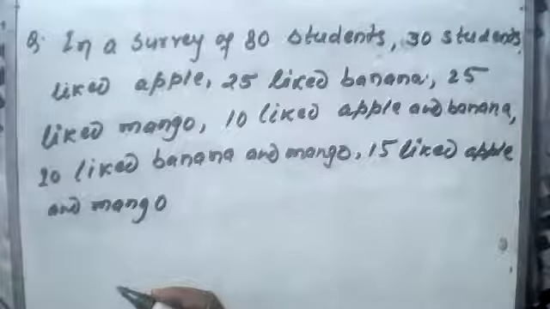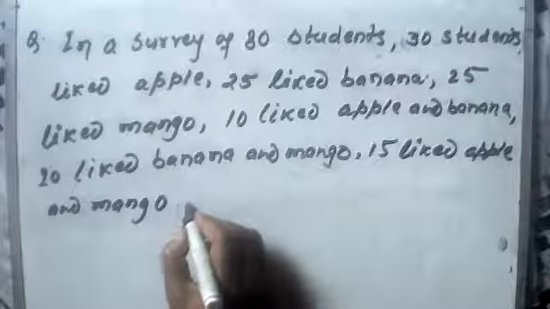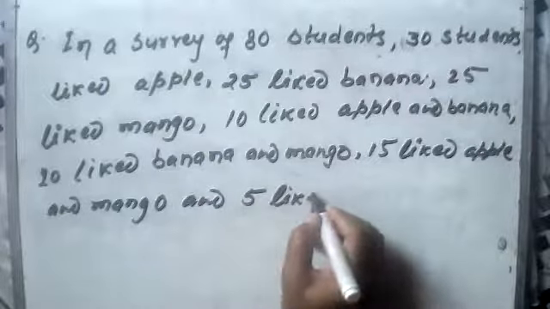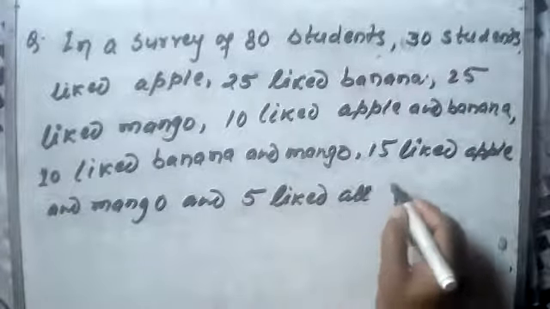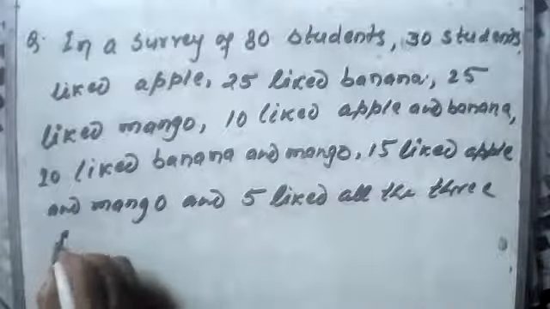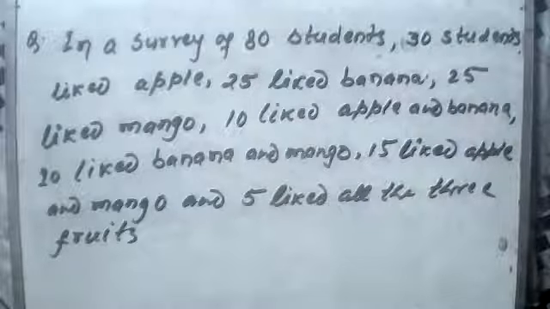and 5 liked all of the 3 fruits. Then represent the above information in Venn diagram and find the number of students who do not like all of these fruits.